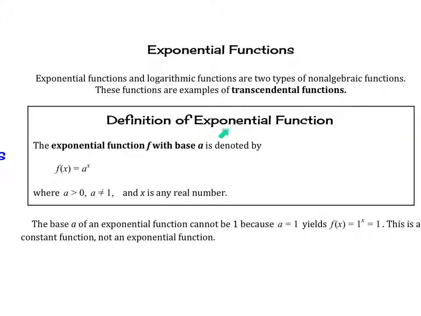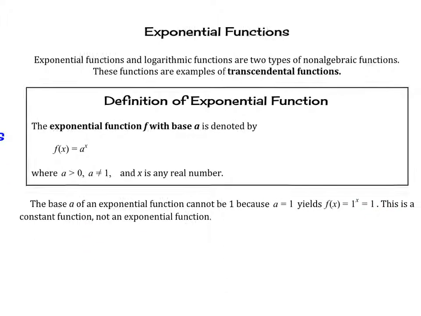A definition of exponential function is that the exponential function f with base a is denoted by f of x equals a to the x. a has to be greater than 0, and a can't be 1. And x is any real number. So just note that the base cannot be negative. The base a of an exponential function cannot be 1 because a equals 1 yields 1 to the x, and so therefore this is a constant function. It's not an exponential function.